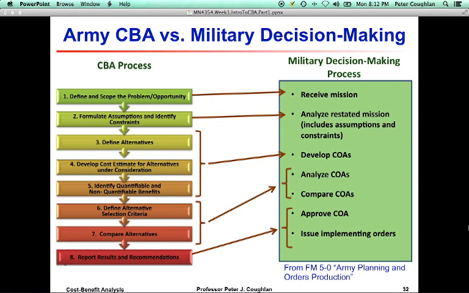What's the mission? What's the problem or opportunity? What are the assumptions and constraints? What are the alternatives? Develop alternative courses of action, right? Analyzing them is again about analyzing and comparing them, identifying the costs and benefits. And finally, of course, approving one course of action, making a recommendation. So again, you see the parallel there.